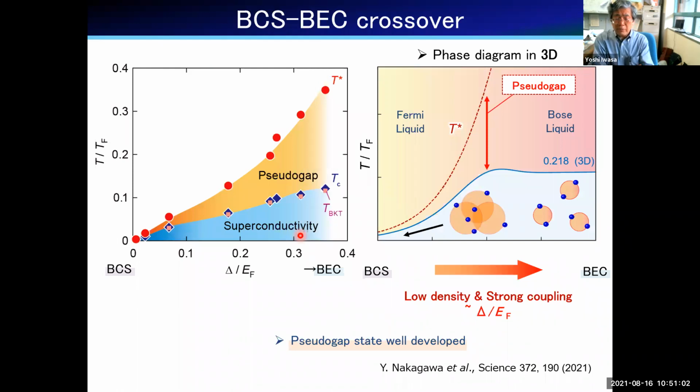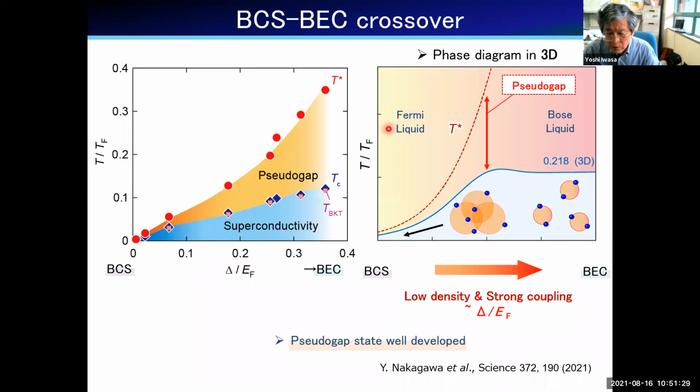But is it really a two-dimensional BCS-BEC crossover? In order to show this, we plot the phase diagram like this. So delta over TC is scaled by the Fermi temperature, and the carrier density is changed to delta over EF, obtained by the tunneling spectroscopy.